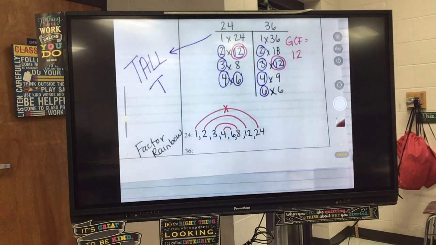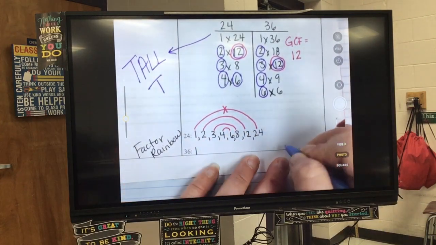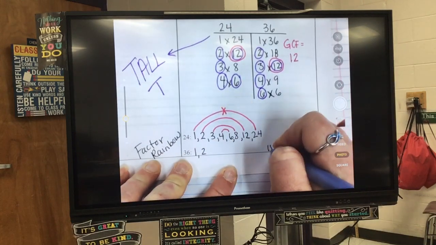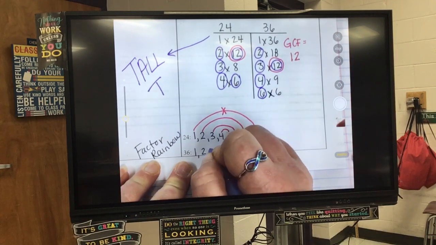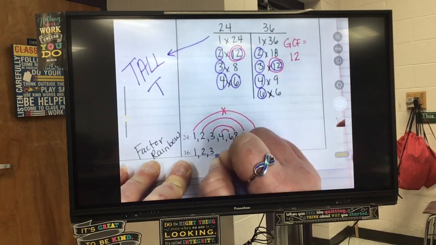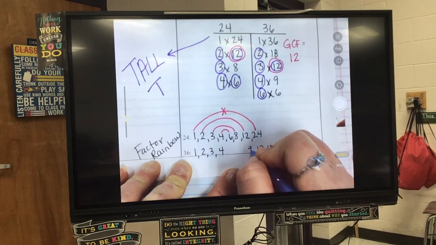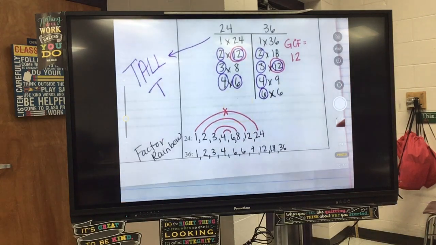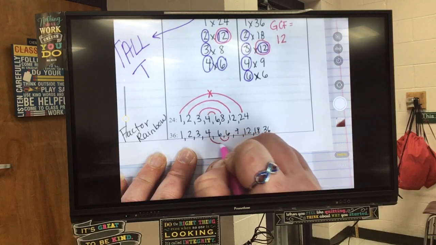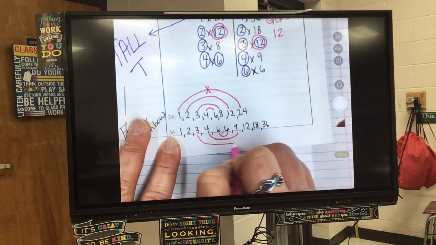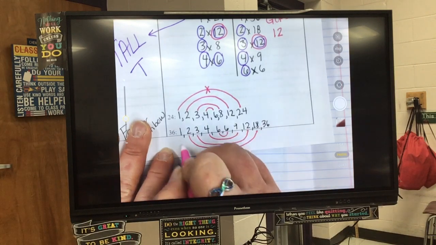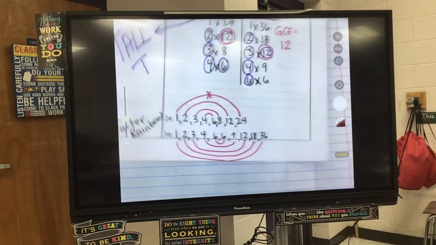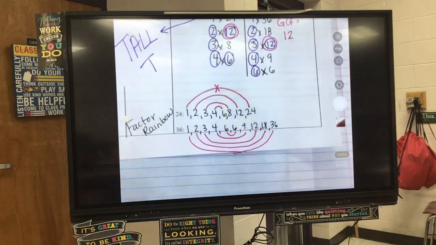All right, and then we're gonna do the same thing with 36. So 1 times 36, 2 times 18, 3 times 12, 4 times 9, and then 6 times 6. So those are factor rainbows.